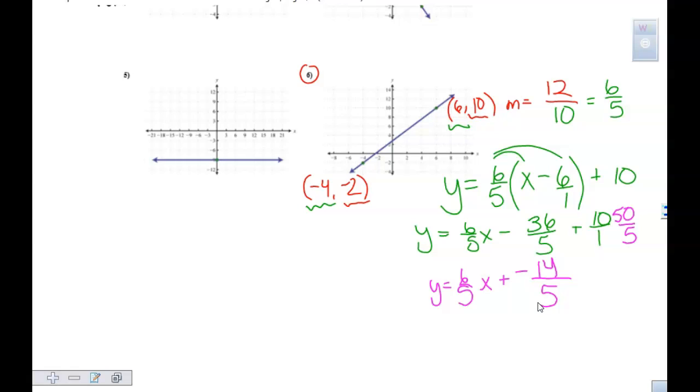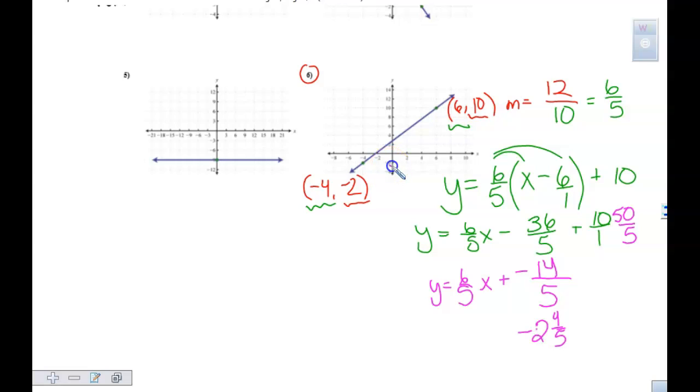How many times is 5 going into 14? I'm thinking about that. Does it come out to be a negative or a positive? Should it be negative? Some here are yes, some here are no. Okay, so let's look at it. 5 goes into 14 2 times, 2 and 4 fifths, and we think it's negative.